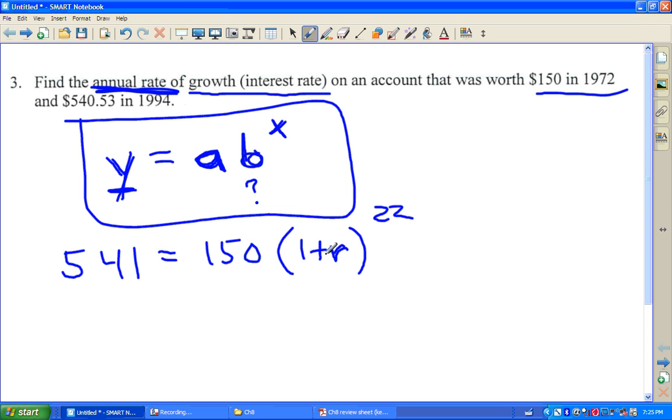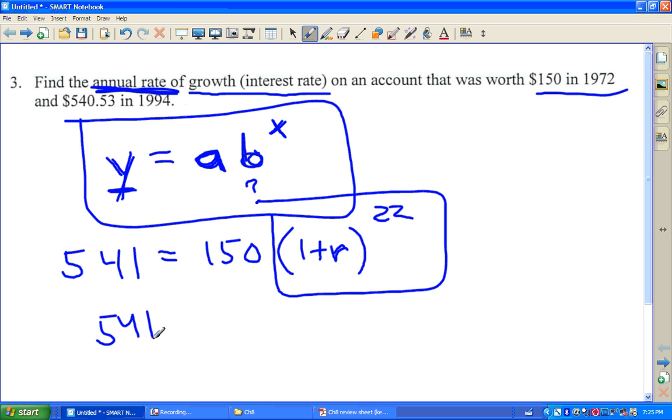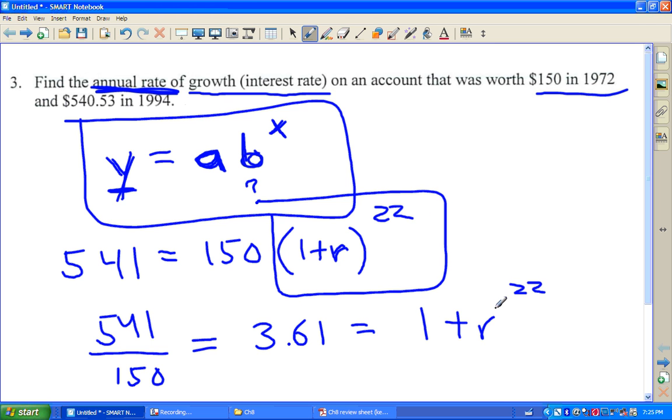Okay, so now I'm just going to solve for R. When I have a value like this I'm trying to get by itself, I'm just going to take 541 and divide by 150. Okay, so I'm going to get rid of the 150. And that decimal comes out to be, I think, 3.61. Now that must be equal to whatever's left over here, which is 1 plus R to the 22nd power.